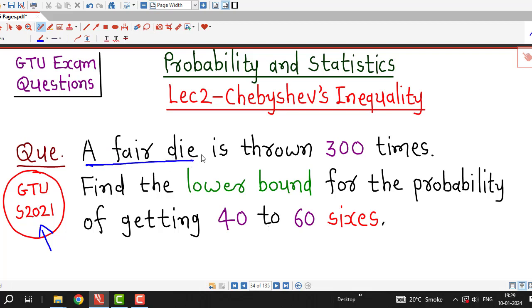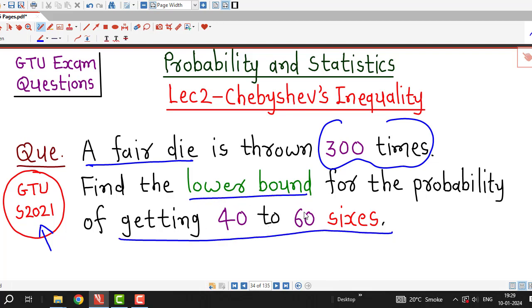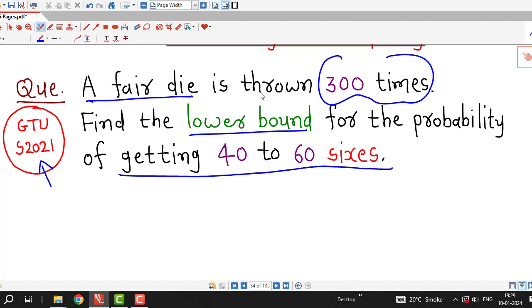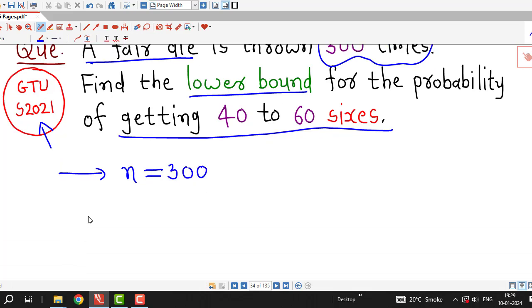A fair dice, or die, is thrown 300 times. Find the lower bound for the probability of getting 40 to 60 sixes. So here the experiment is throwing a fair dice 300 times. That is, the number of trials, which we denote by small n, is 300. And suppose random variable capital X denotes the number of times 6 appears when we are throwing a dice.